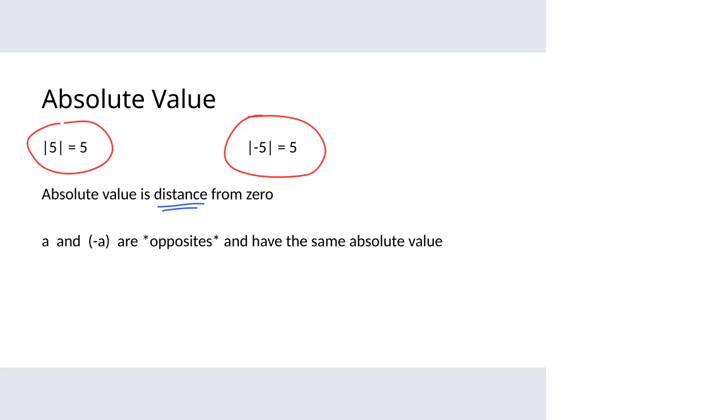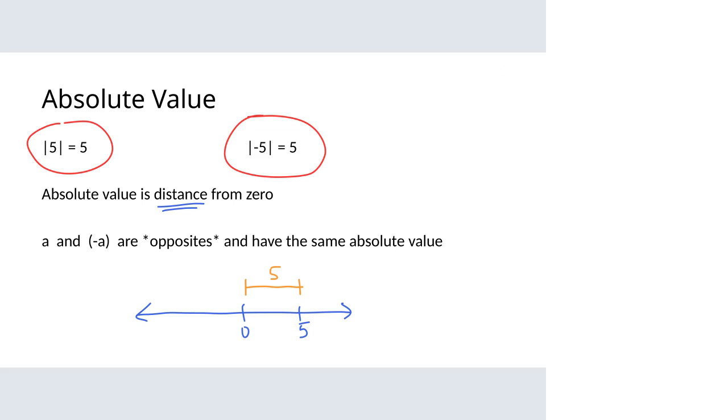If we look on a number line and I have 0 and I put 5 over here, well, the distance from 0 to 5, that distance is 5. And that's what we're saying. How far is it from 0 to 5? That's what this question right here is. How far is it from 0 to 5? Well, it's 5. That's how far it is. And so that's why the absolute value is 5.